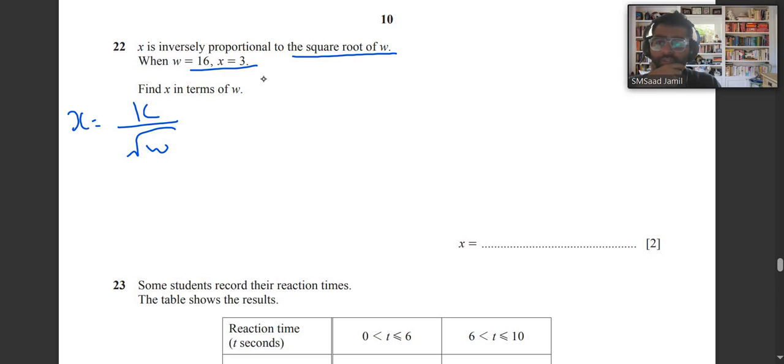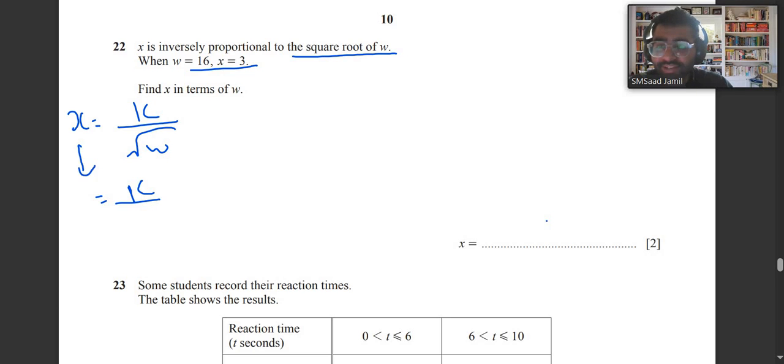Use these two values. 16 is equal to k upon under root 3. Sorry, I made one mistake. X is not 16. Sorry.